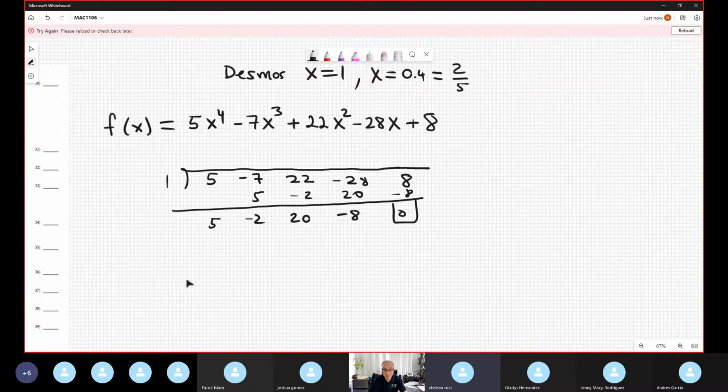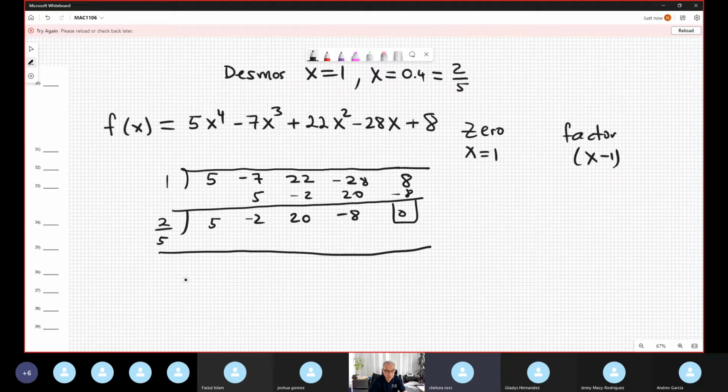I see it in decimal, but I prove it. x equal 1 is a 0. And corresponding with the factor x minus 1. Another factor is 2/5. Okay. It's not the first time we are doing synthetic division using fractions.